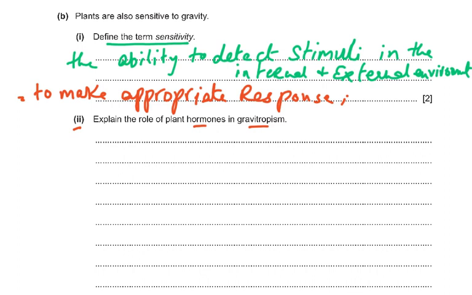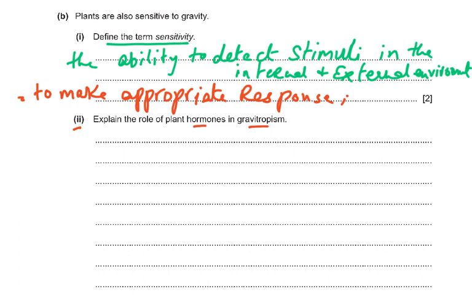What are the plant hormones? Auxin. Auxin is a plant hormone. It is made in the root or the shoot tips and auxin diffuses through the plant. Then auxin is unequally distributed. Then auxin stimulates cell elongation. Then shoots grow away from gravity or roots grow towards gravity. So this is the role of plant hormones in gravitropism.